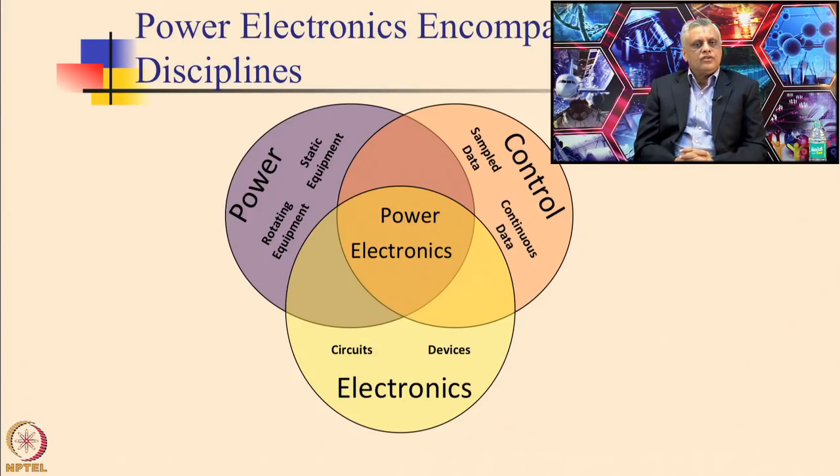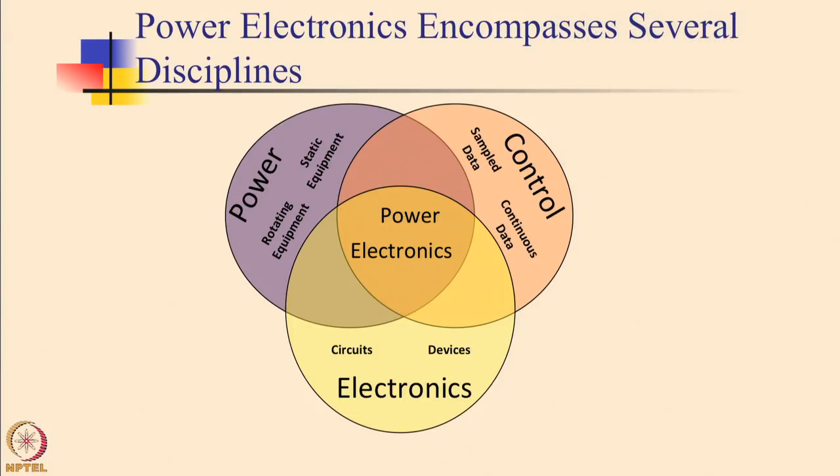Electronics engineering deals with devices, power devices which are used as switches, and also with circuits which are used for processing information. Power engineering consists of rotating equipment and static equipment related to the generation, transmission and distribution, as well as utilization of electric power. And power electronics plays a big role in that as well.